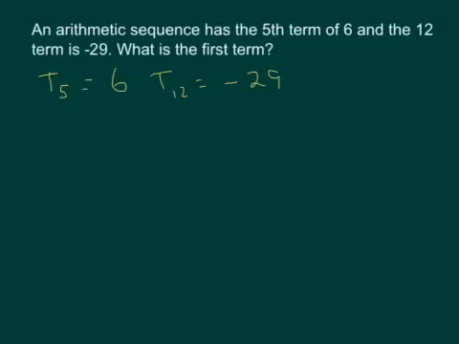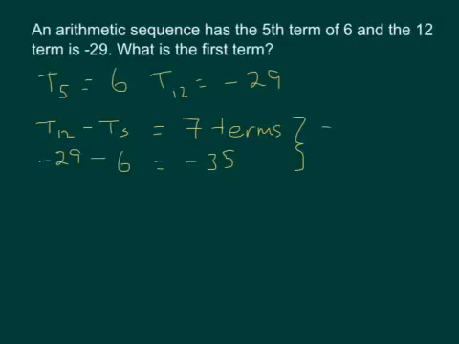So what we need to do is first of all go t of 12 minus t of 5. And if we go the 12th term minus the 5th term, well, that means that there are again 7 terms. Okay? Now the 12th term is negative 29. The 5th term is 6. So negative 29 minus 6 equals negative 35. Now using this information, if we go negative 35 divided by 7, so that's negative 35 is the difference between the terms, and 7 is the number of terms, that gives us a common difference of negative 5. So the common difference, d, is equal to negative 5.